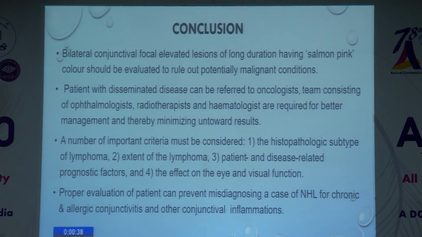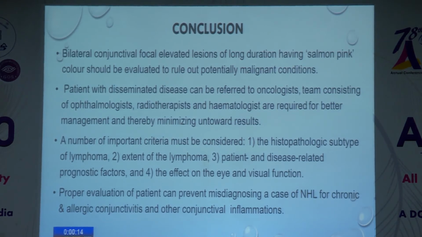What we should see are some important criteria like what is the histologic subtype of our lymphoma, what is the extent of the lymphoma, what are the patient and disease related prognostic factors, and the effect on the eye and visual function. Through this proper evaluation, we can prevent misdiagnosing a case of non-Hodgkin lymphoma as a simple chronic or allergic conjunctivitis or other conjunctival inflammation.